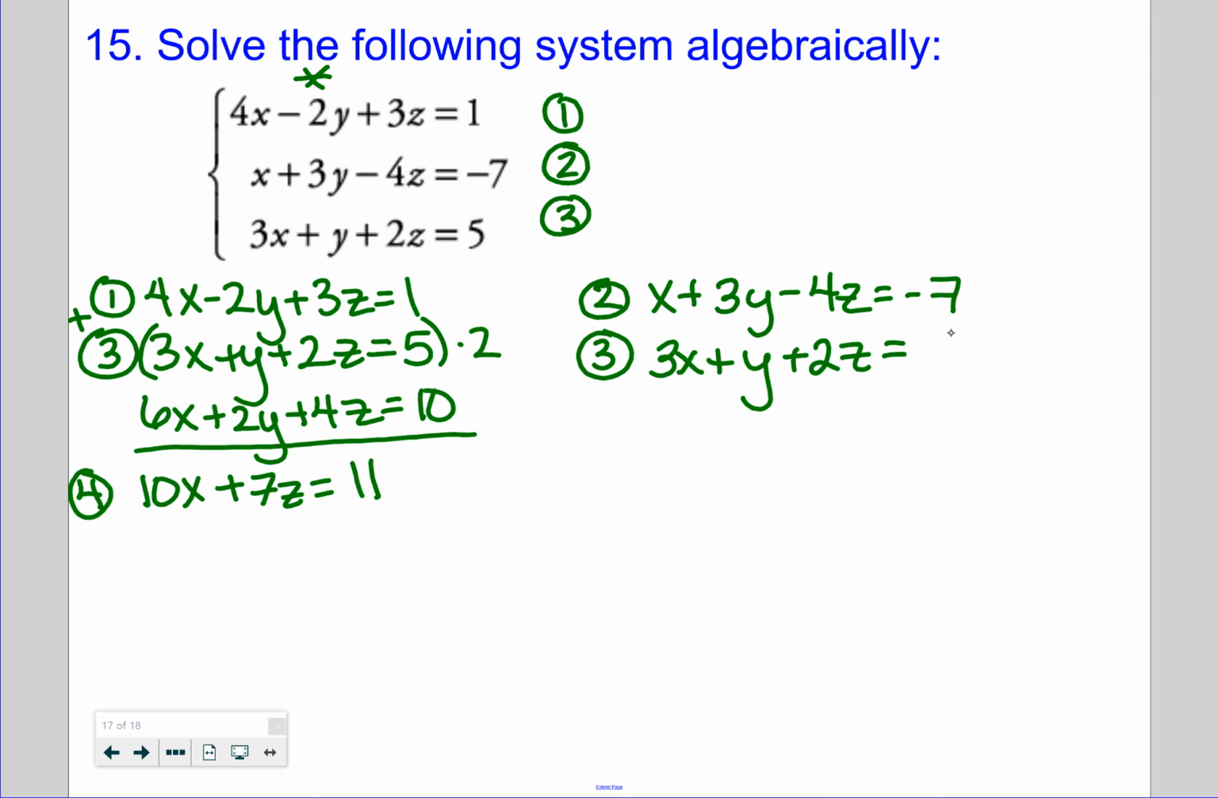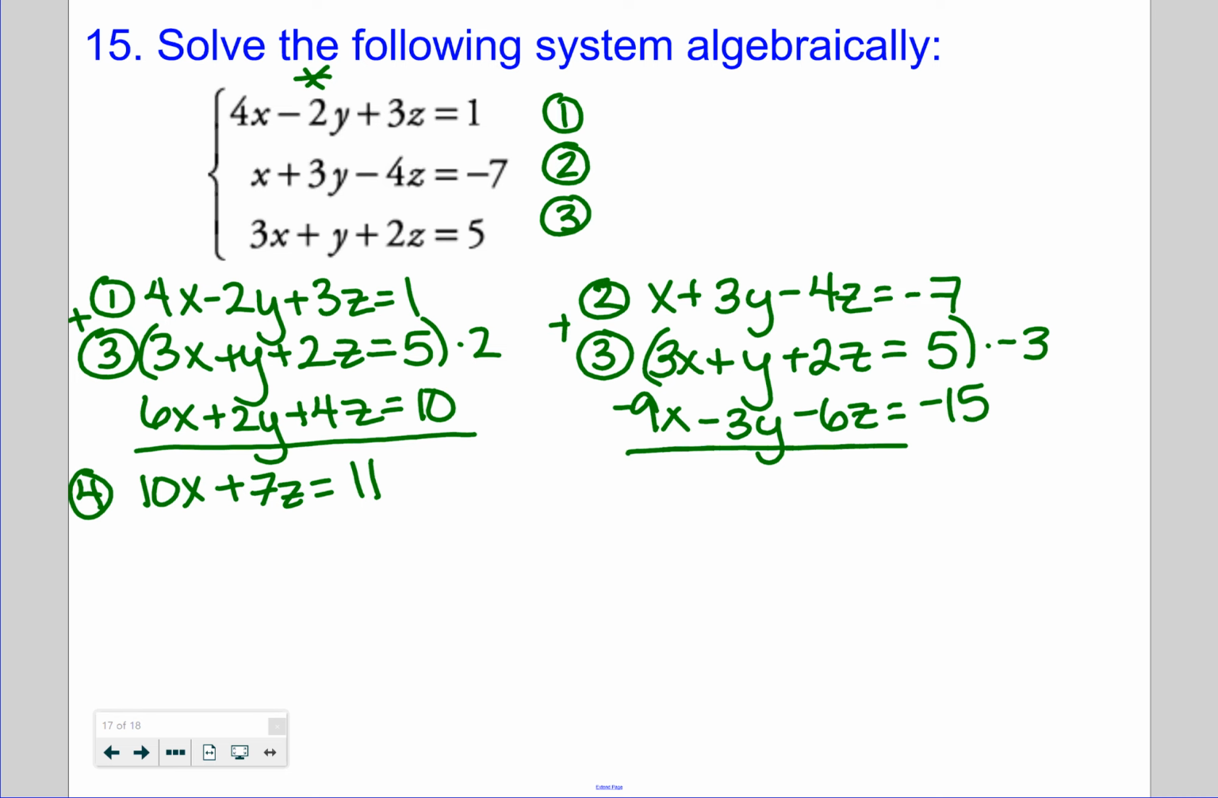And to get rid of the y's, I think I'm going to multiply the bottom equation by -3. So that would give me a -9x, -3y, a -6z, and a -15. Add my equations together. I get -8x, y's cancel, -10z, and a -22. I'm going to call that equation 5.